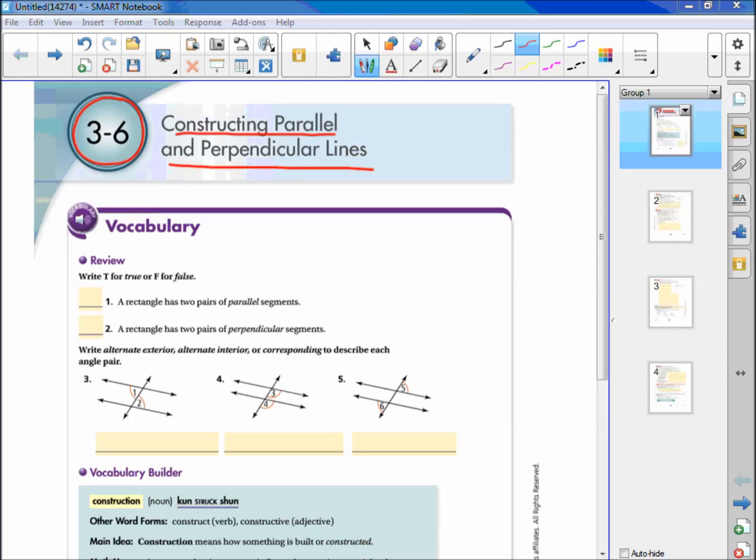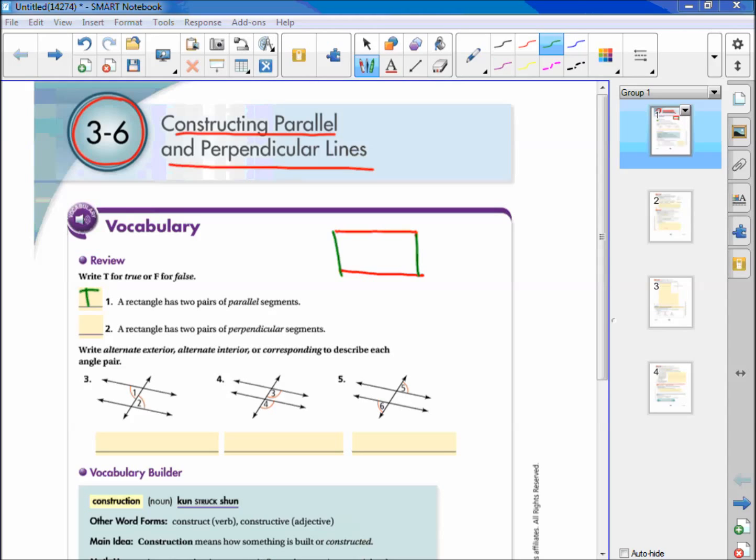Alright, so write T for true or F for false on our vocabulary. A rectangle has two pairs of parallel segments. So this is going to be true. The red ones are a pair of parallel segments, and the green ones are a pair of parallel segments.